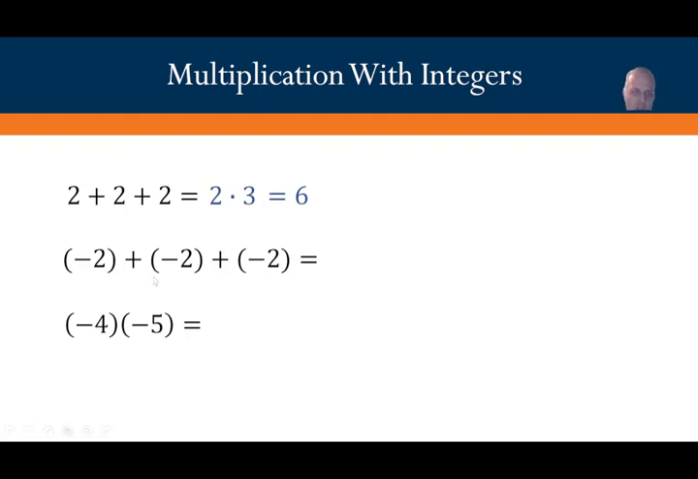Which is 6. Negative 2 plus negative 2 plus negative 2: there's 3 of these things, so it's negative 2 times 3, and we get negative 6. And negative 4 times negative 5 is going to be positive 20. So just like when we're subtracting a negative number and it becomes a positive, when we multiply two negative numbers, it becomes a positive. Double negative is a positive. And you can do all these things in a calculator pretty simply.